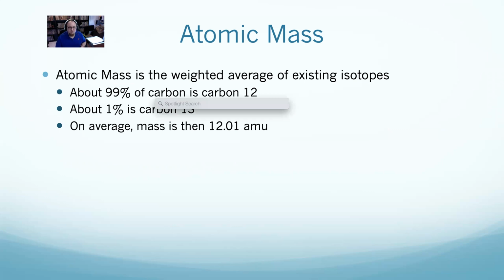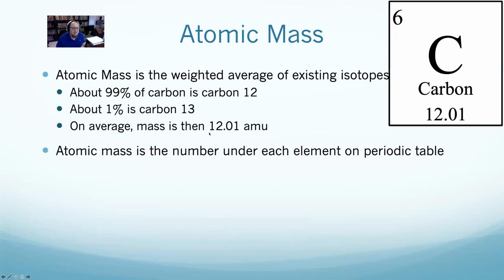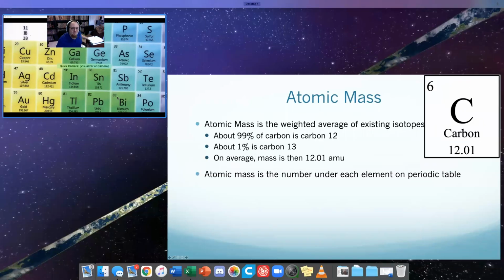Because if 99% has a mass of 12 and 1% has a mass of 13, when I do that math, I get 12.01. That on average, carbon weighs 12.01 AMU. Because 99% of it weighs 12 AMU and 1% weighs 13 AMU. The atomic mass is the number on the bottom of each thing on the periodic table, and it's just how much an atom weighs on average of all of its isotopes.